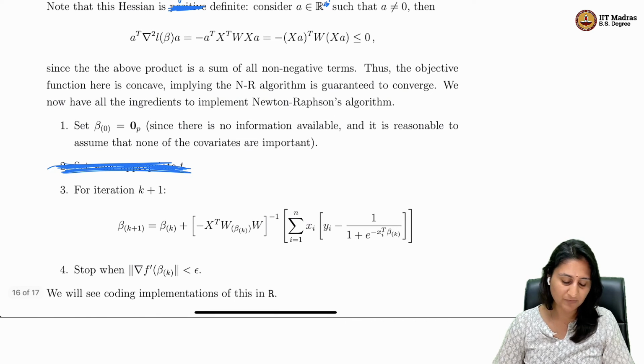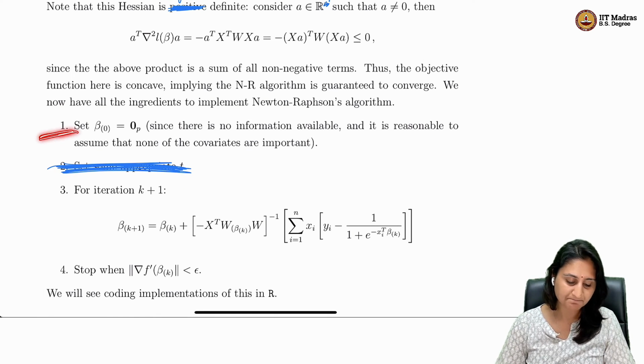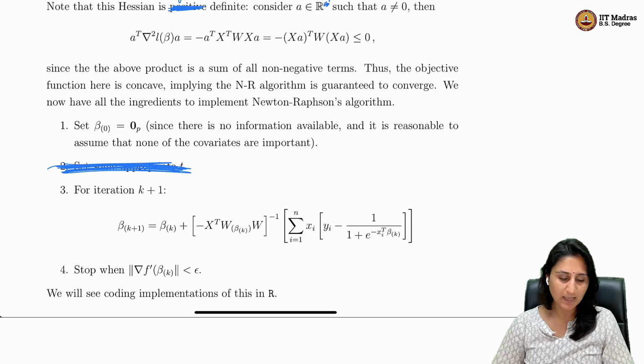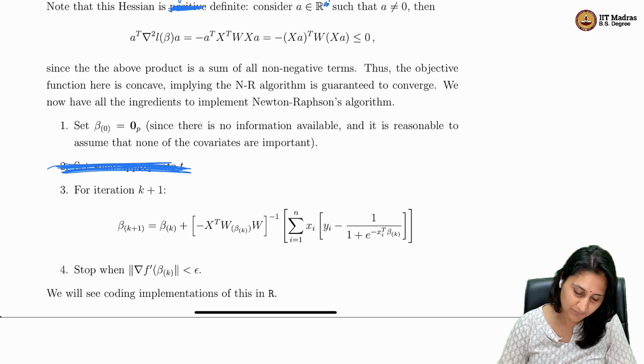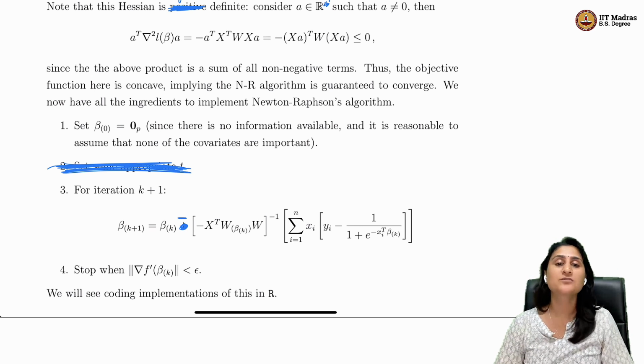And then I do the following. So I set up my starting value, and then for iteration k plus 1, beta k plus 1 is equal to beta k. Oof, there's another typo here. This should be minus, not plus, because I know that in my Newton-Raphson update I have a minus. Beta k minus the inverse of the Hessian times the gradient vector, right? And so these are all the values I've already obtained.